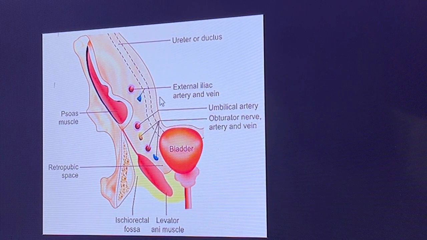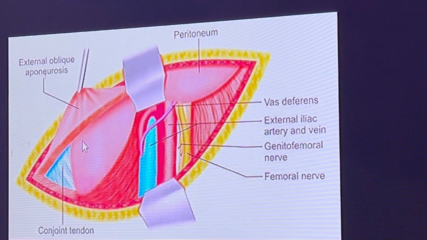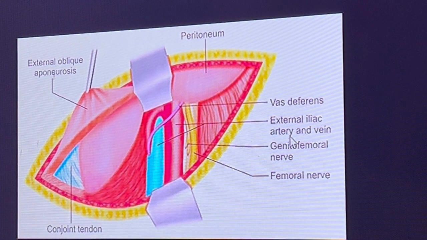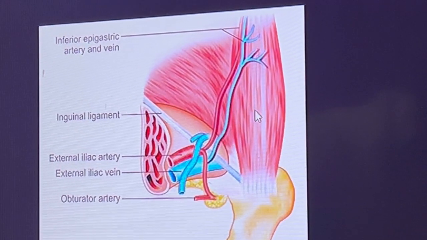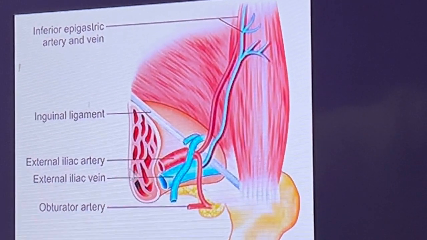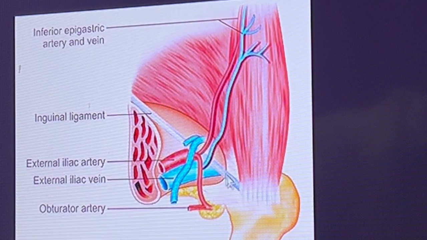So this is the cross section here: external iliac artery and vein, in relation to the ureter, and this is the umbilical artery, the obturator nerve, artery and vein, the ischiorectal fossa, levator ani muscle, and this is the retropubic space. This is the external oblique, the peritoneum, the conjoint tendon, vas deferens, external iliac artery and vein, and then you have the genitofemoral nerve, and this is the femoral nerve. This is the inferior epigastric artery and vein. This is the inguinal ligament, external iliac artery, external iliac vein, and the obturator artery. This is below the inguinal ligament.